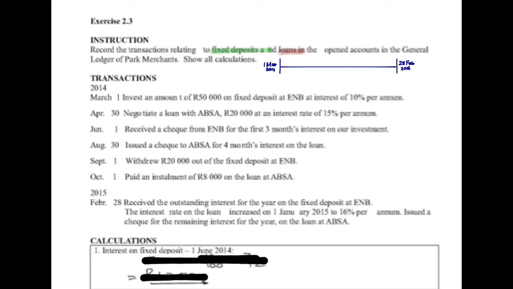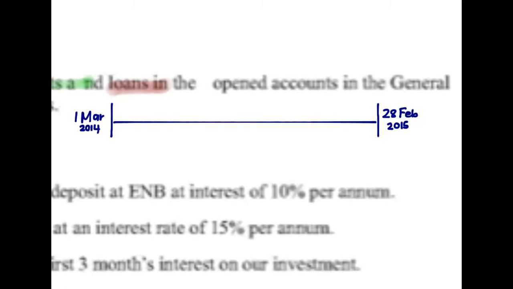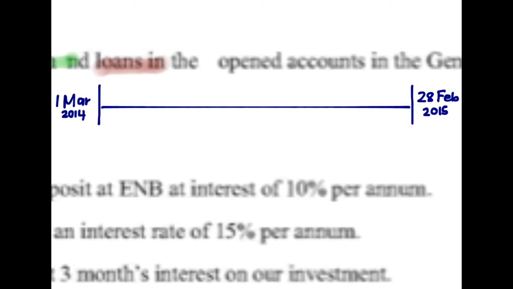So what we're going to do, because there's a lot of information and detail in terms of the dates, I'm going to draw up a timeline just to help me to sort through this information and then help me to do the calculations a little bit easier later on.